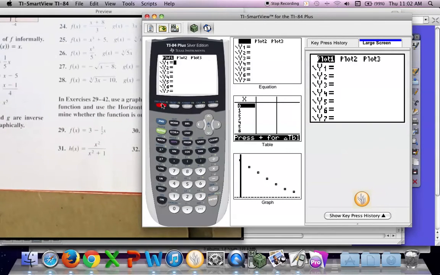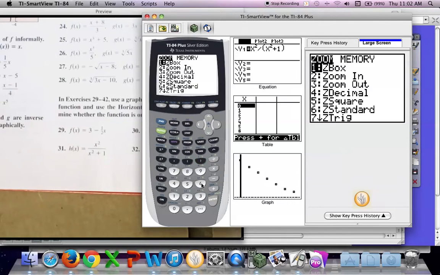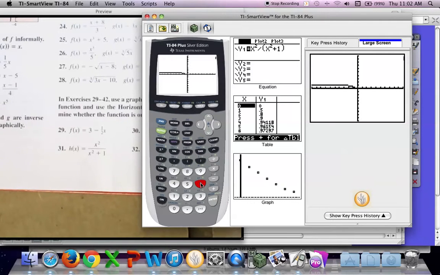Y equals x squared divided by parentheses x squared plus 1. And I'll hit the zoom 6. So, does it look like it passed the horizontal line test?